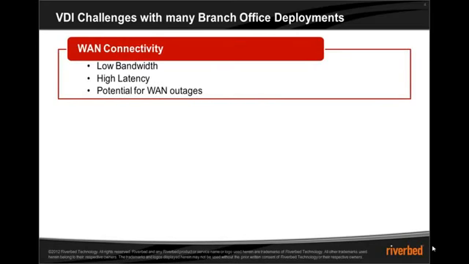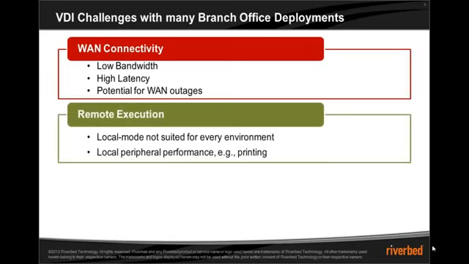WAN connectivity is key. If there's not enough bandwidth, and if there's high latency, meaning that the travel times for data to reach from the data center to the edge are very high, this can be a challenge. And then you couple that with the potential of WAN outages, which will essentially cease access to desktops during the time of those outages. This can all be very killer in terms of hampering the adoption of virtual desktop infrastructure.